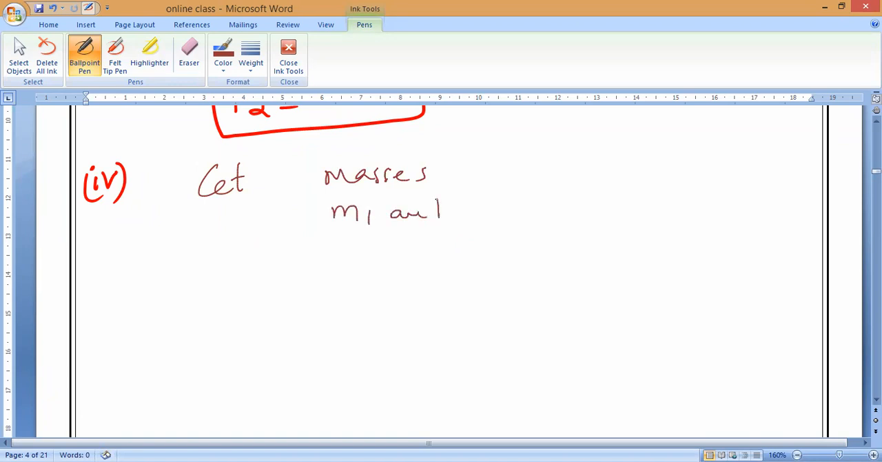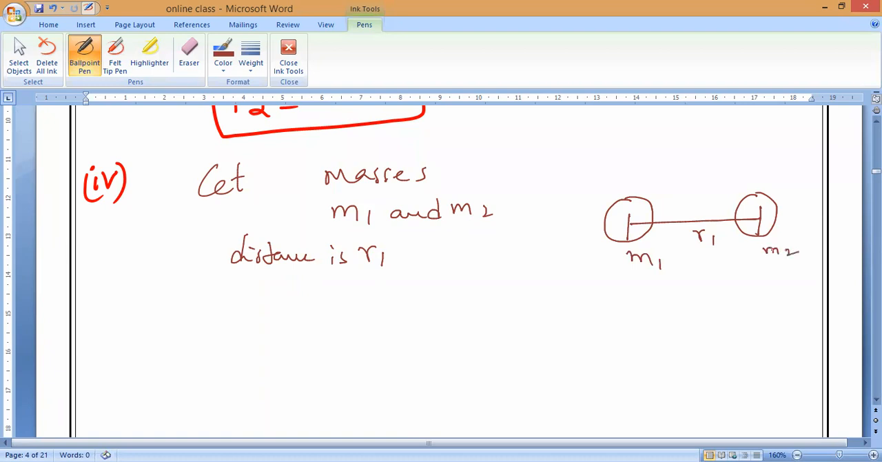So now let the masses be M1 and M2 and the distance between their centers is R. Let me take the distance as R only, not R1. This is the initial case. So what is the force acting between these bodies? Force F1 is equal to capital G into M1 into M2 divided by R square.